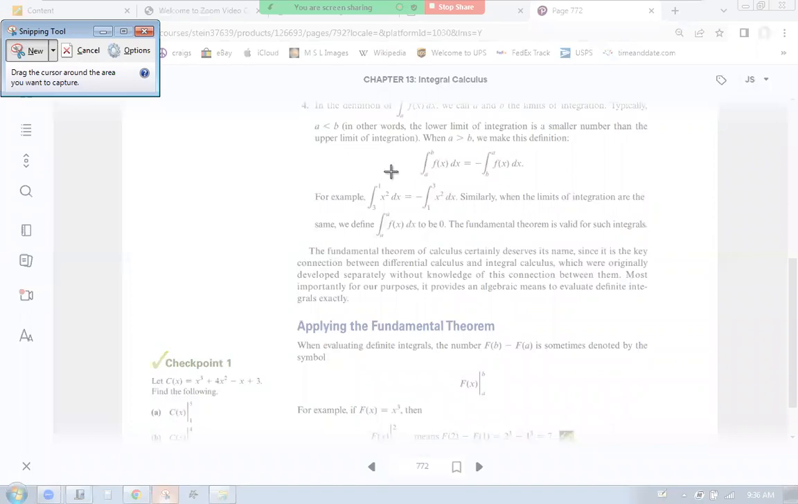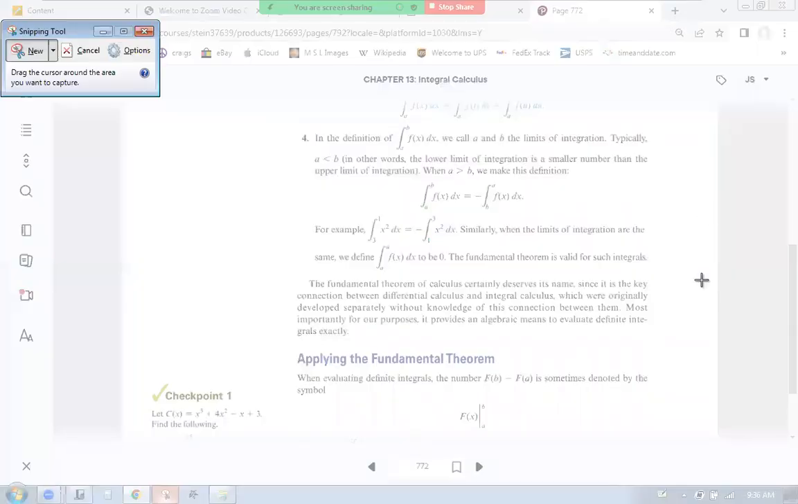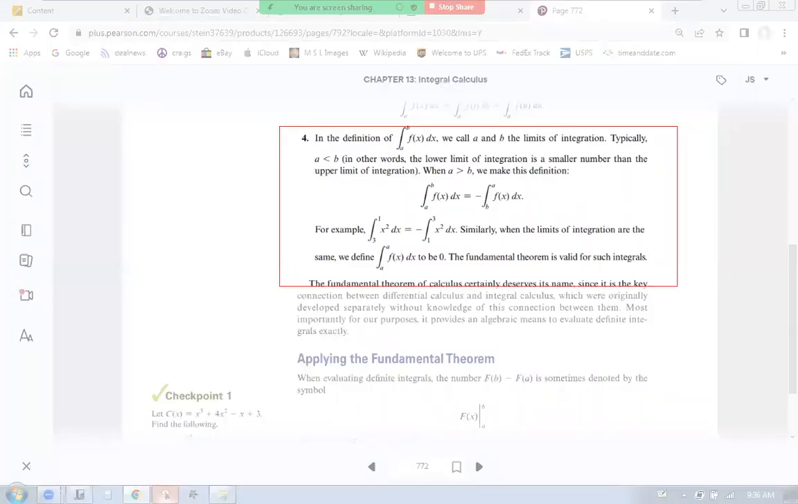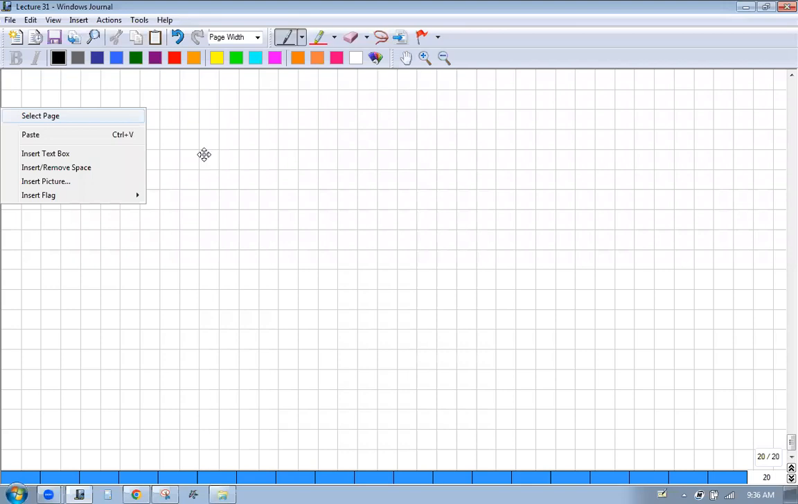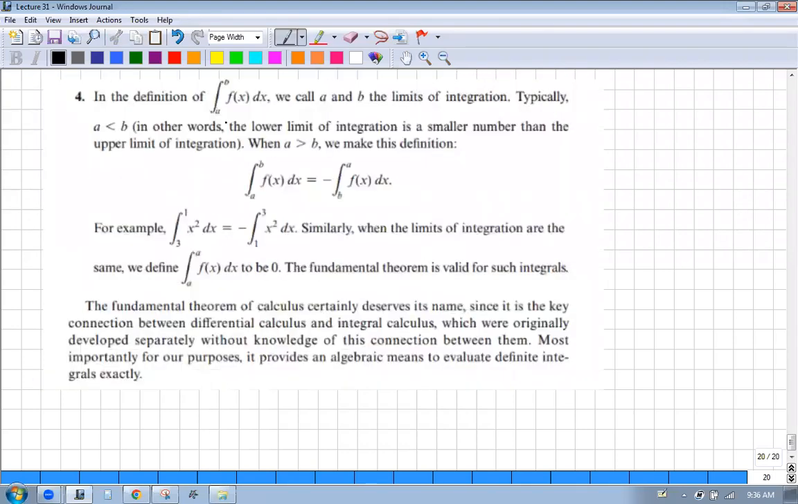The last thing to emphasize here. In the definition of the integral, we call A and B the limits of integration. Typically, A is less than B, okay? If you want to switch these, you get a minus sign. You can switch those, but you're just going to get a negative, all right?